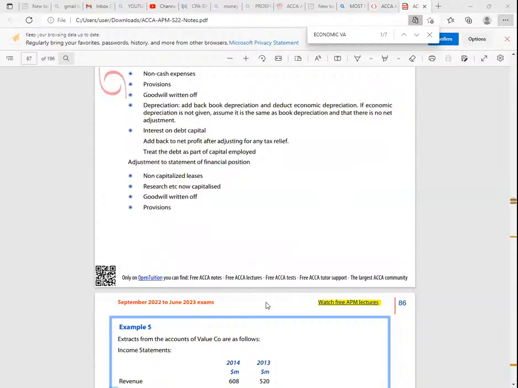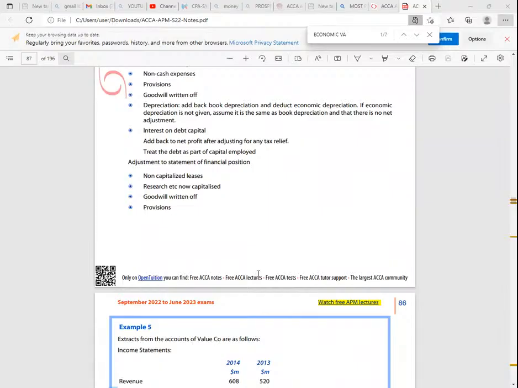Adjustments to the statement of financial position, for the students who were in my last class. We said that any non-capitalized leases have to be capitalized. Research, etc. now has to be capitalized. Any goodwill that was written off in previous years has to be written back. Right? Provisions, ladies and gentlemen, you have to take them back to the balance sheet. And then they are giving us a good example. Let me go through the charts first of all.